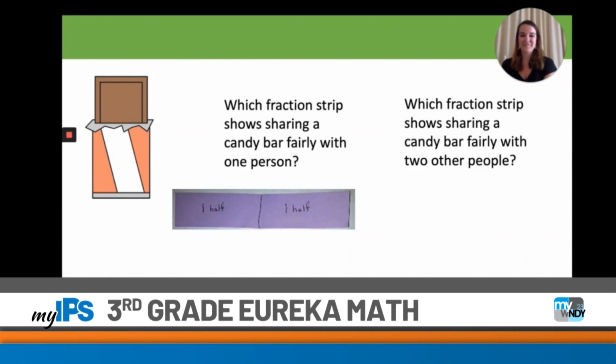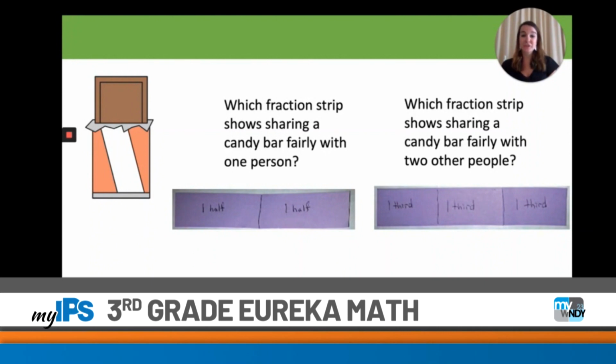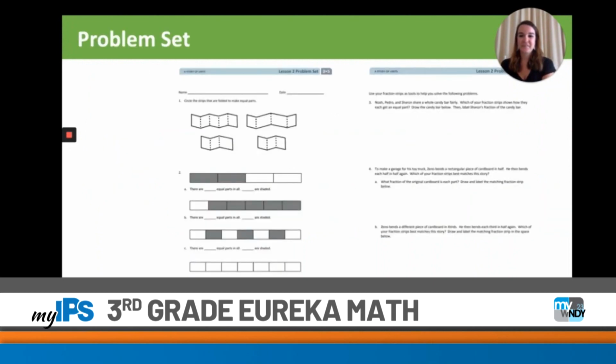Let's see. Thirds. If I'm sharing with two other people, I'm going to break it into 3 equal parts. One for me, one for them, and one for the other person. So that would be breaking it into thirds. Great job with our lesson. We're going to move on to our problem set now.